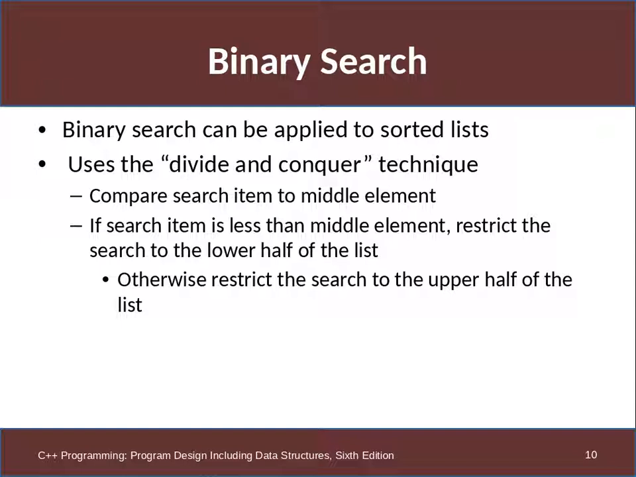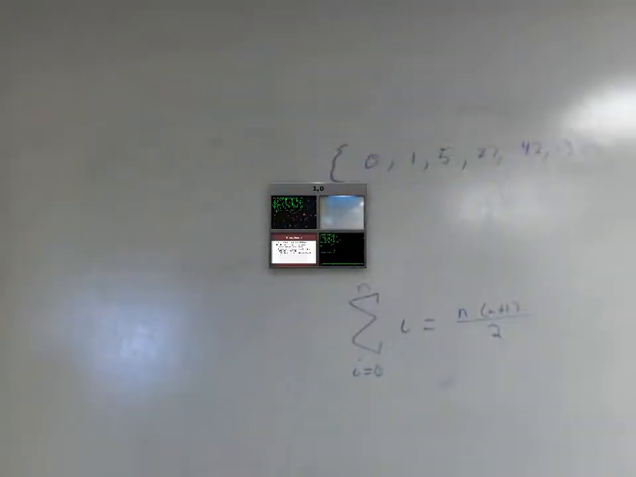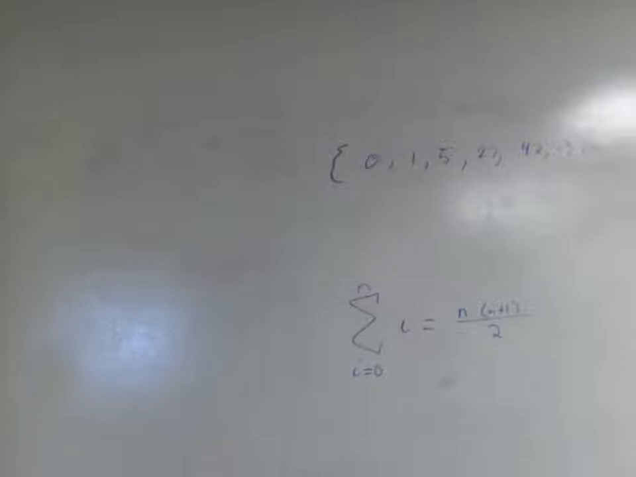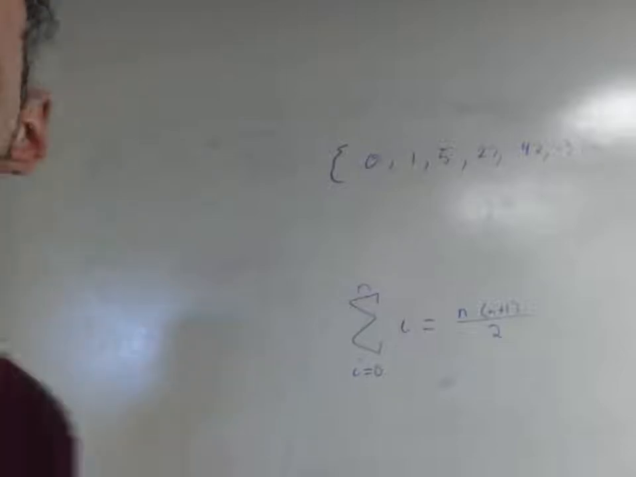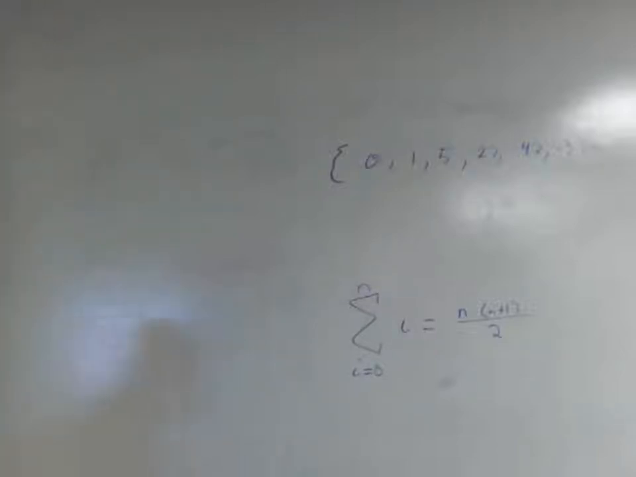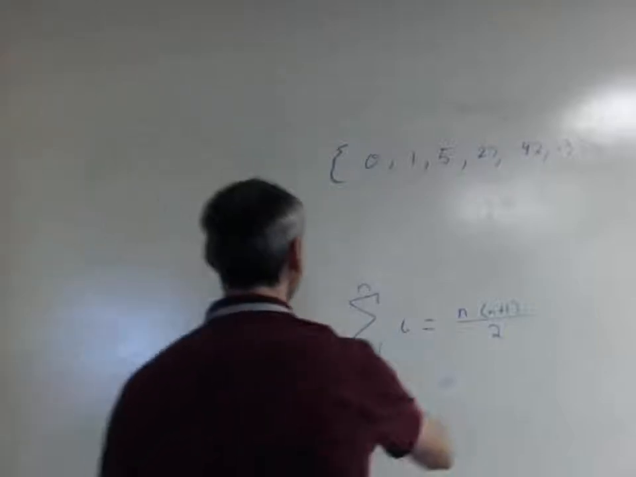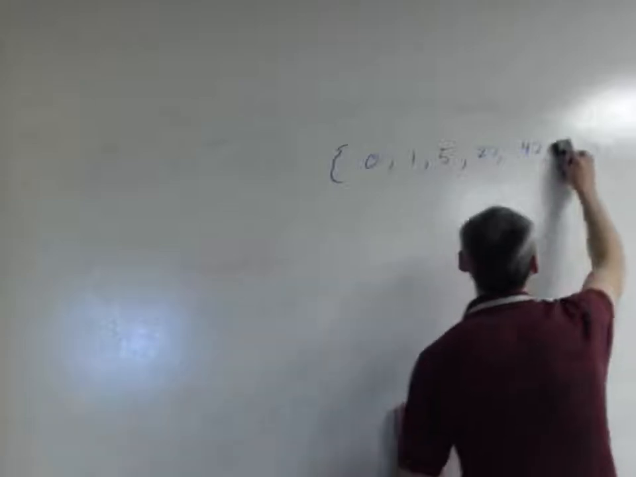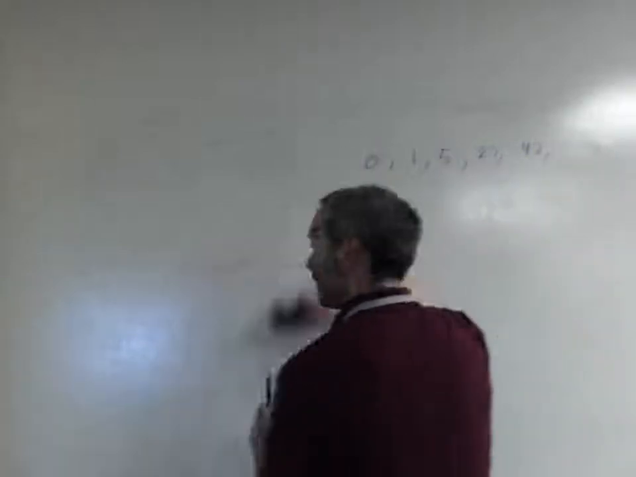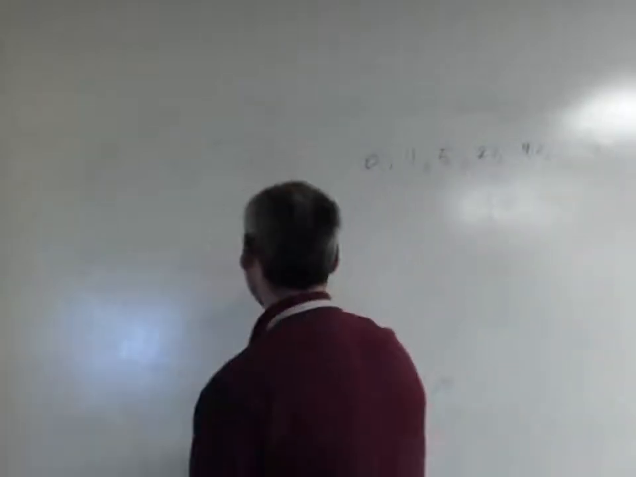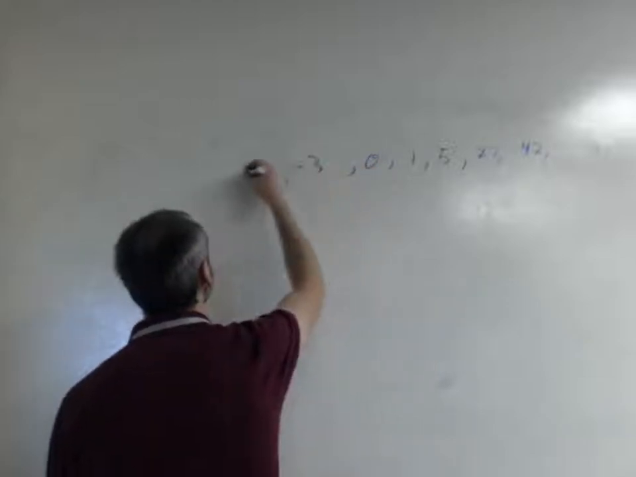Hey, a binary search. Oh, this is good. So a binary search is going to require that the items are in order. And where's my eraser? Good, here's one. So that's not in order. So let's make some ones in order. Hey, let's add some negatives.